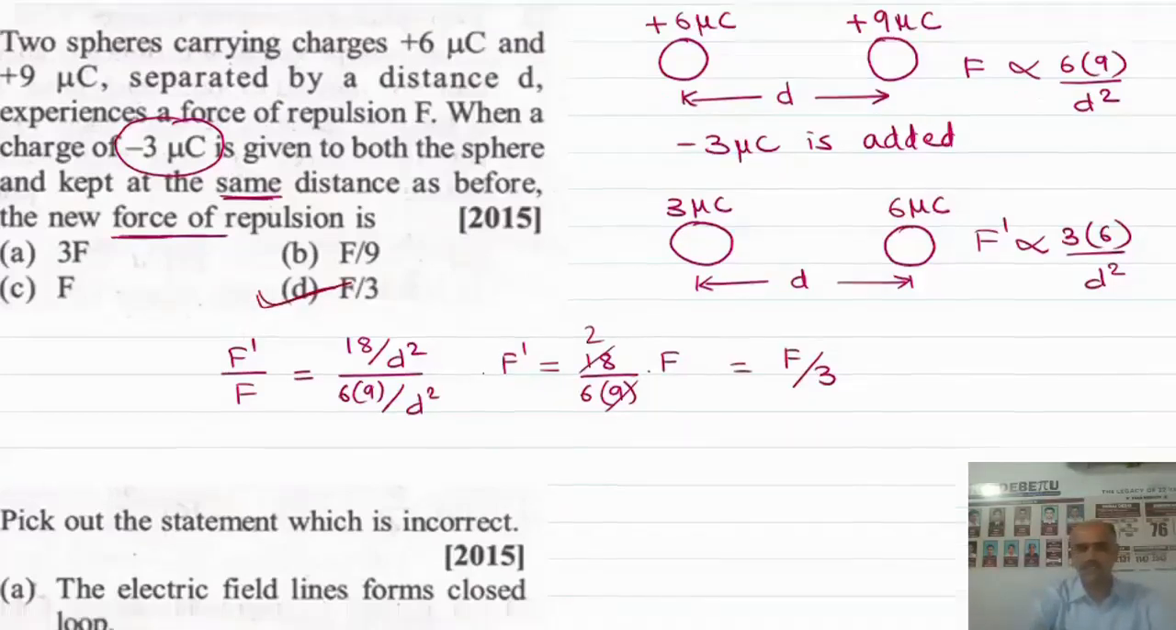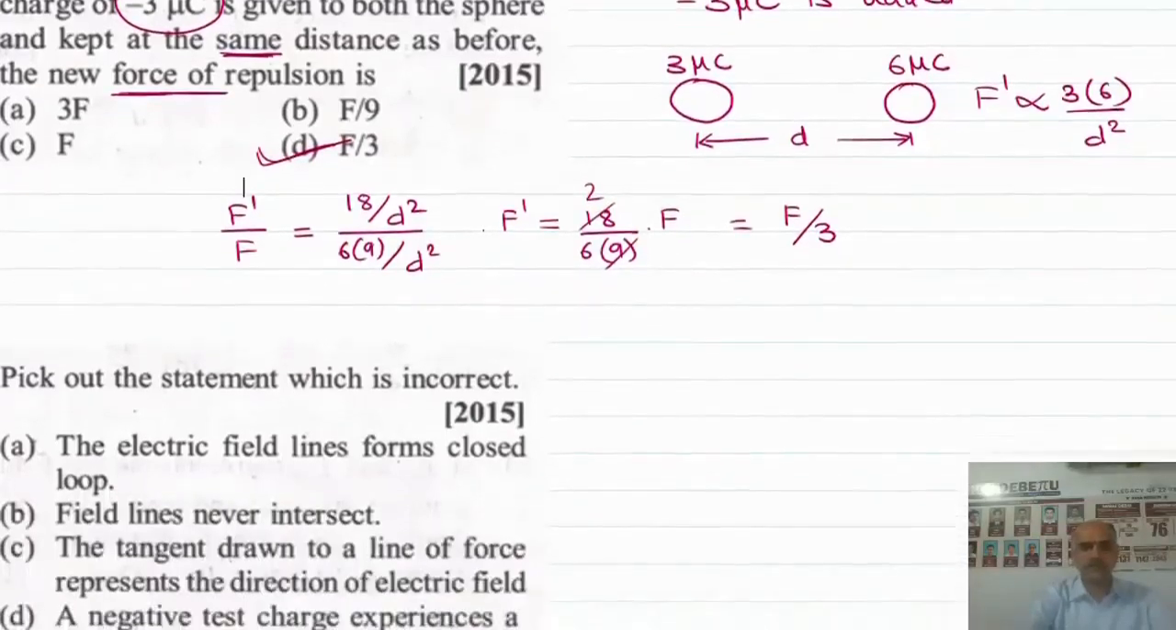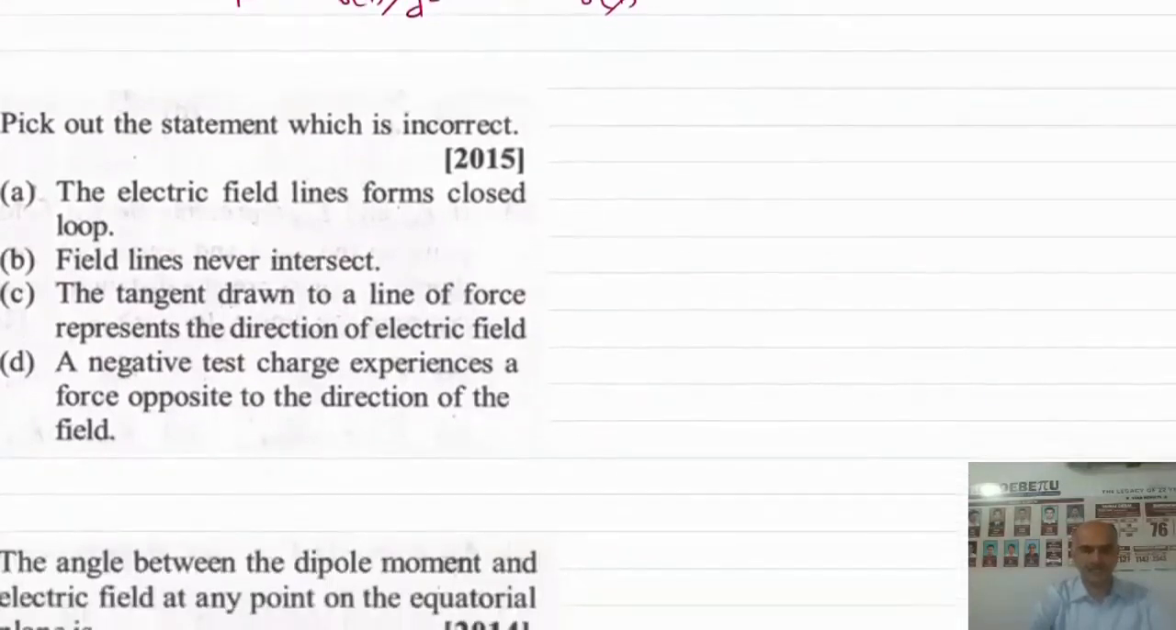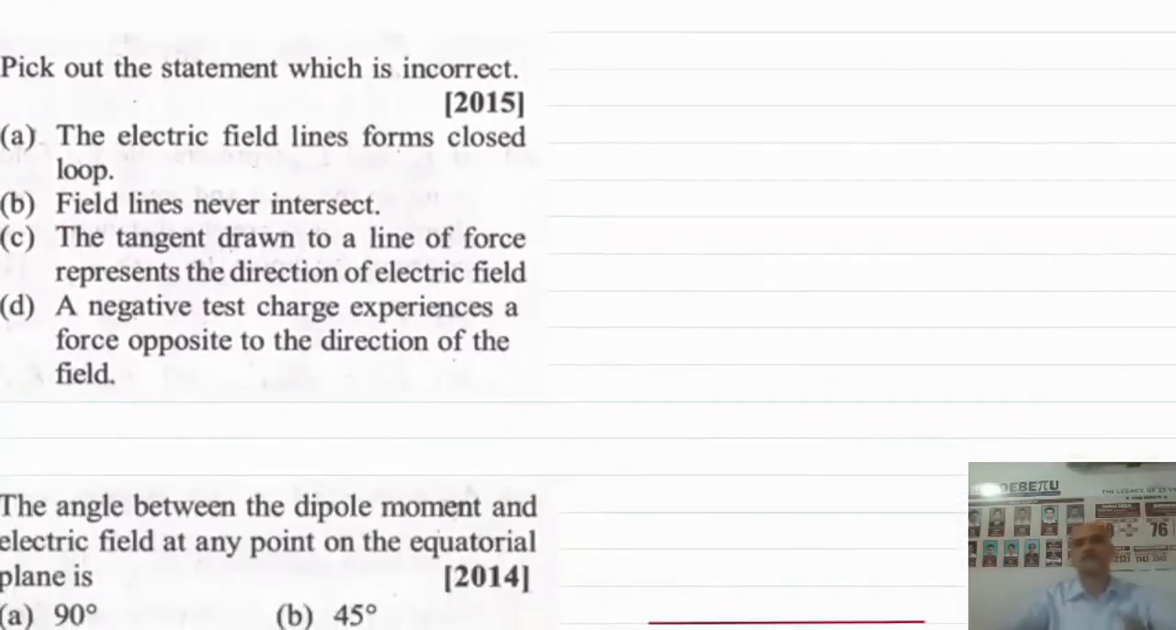Clear? Next one: pick out the statement which is incorrect. Such theoretical questions may be asked in the board exam also. Read the options, and whichever you feel is wrong, tick it. First option: the electric field lines form closed loops.